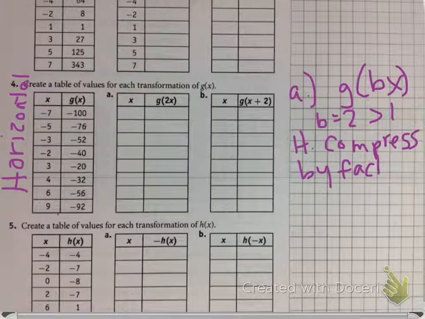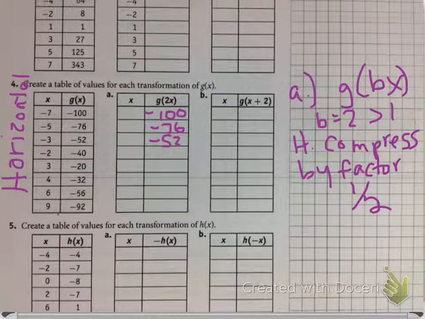So when we compress by a factor, we're going to say it's half as wide as it was before. Even though we're multiplying by 2, our factor is 1/2. What happens is that our outputs are not going to change. We're going to get the same vertical height, but we're going to have to use half of the previous x to get to that same position.